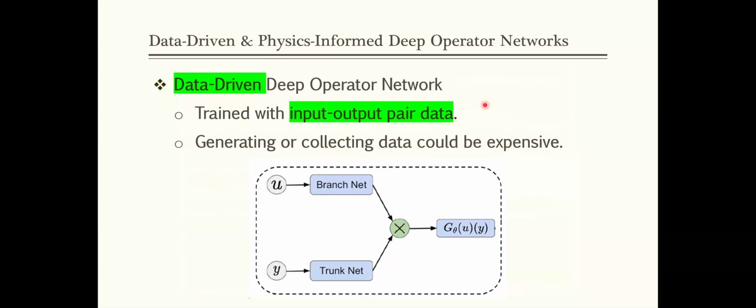The original DeepONet is purely data-driven. It learns directly from pairs of input and output functions. For example, from an initial condition and its corresponding PDE solution. And the PDE solution is typically generated by numerical PDE solvers. In other words, it tries to approximate the underlying solution operator purely from training data. However, generating large data sets of PDE solutions could be very expensive, especially for complex systems.